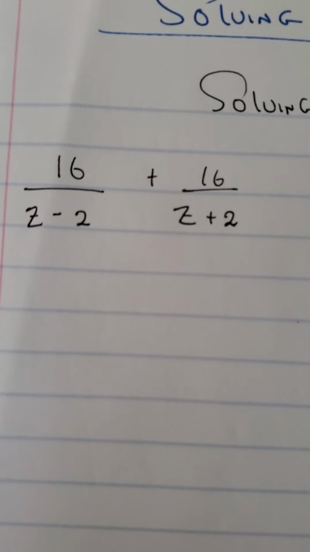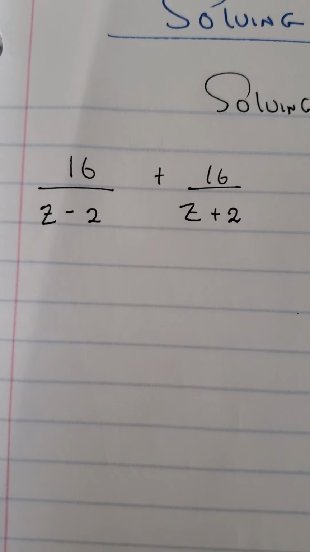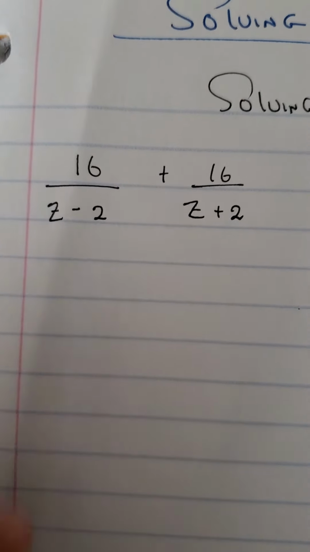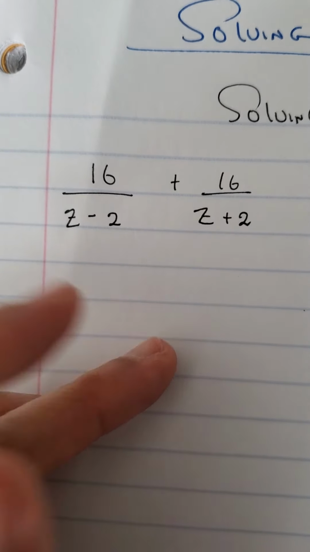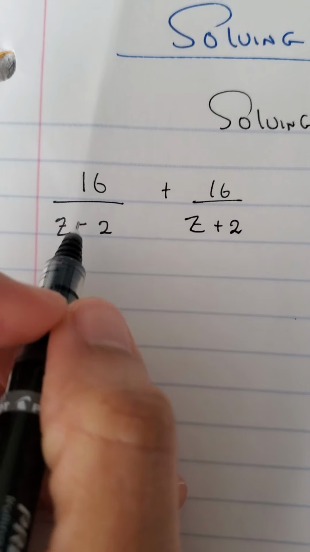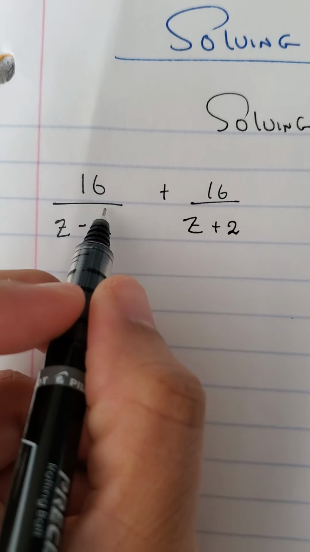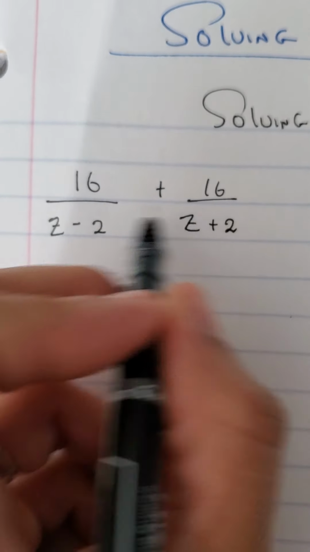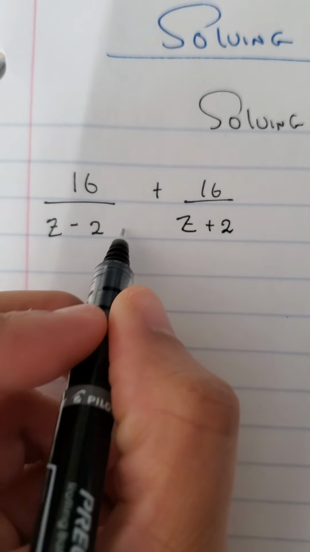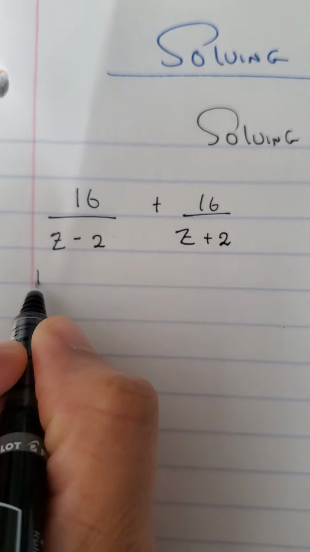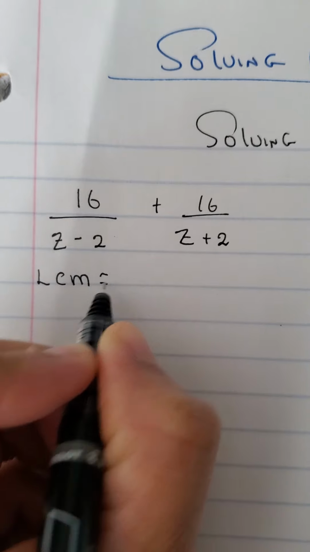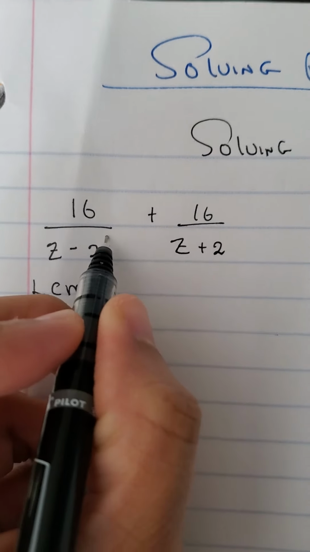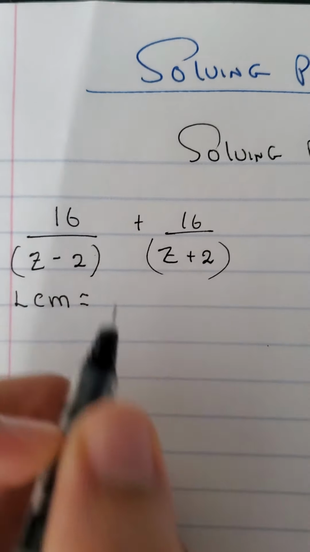Alright guys, remember when we were working on fractional polynomials or rational polynomials, we had to treat them with the same concept as fractions. So we know that we couldn't simplify a fractional polynomial if the denominators were not the same. So we had to find an LCM. And we learned that the LCM would be the unique factors in the denominator.